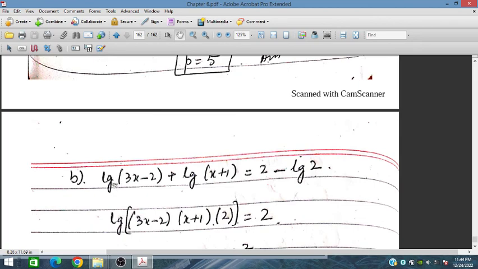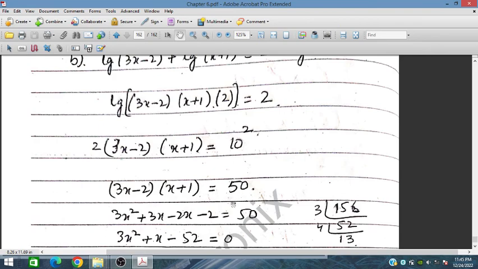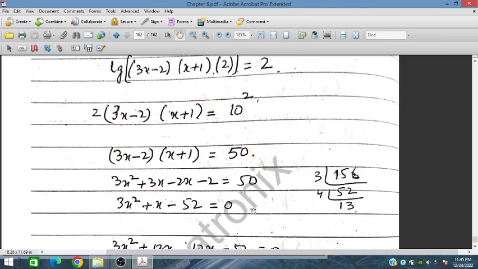In part B we have log(3x minus 2) plus log(x plus 1) equal to 2 log 2. From this we can write a single log of (3x minus 2)(x plus 1), and the 2 can be shifted to this side. So this is written as 2, log base 10, so 10 to the power 2. So this is 2 times these factors, and we have this square. Now simplify this, and eventually we have obtained this.